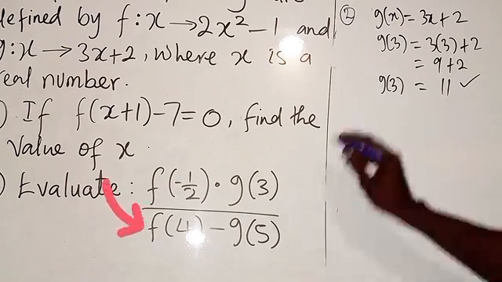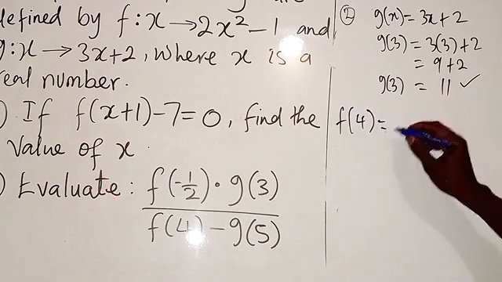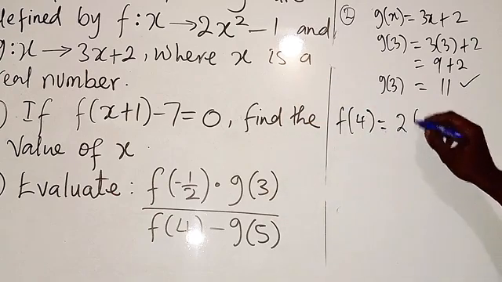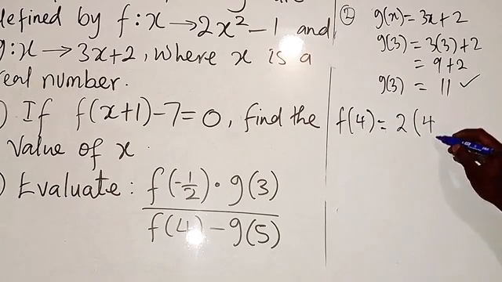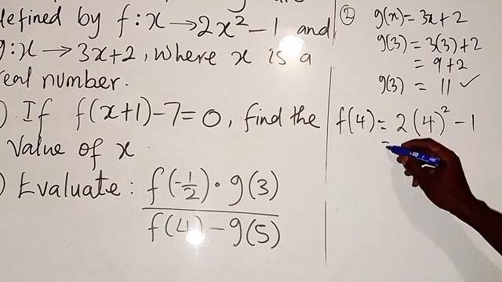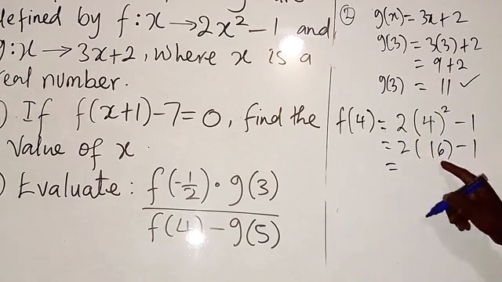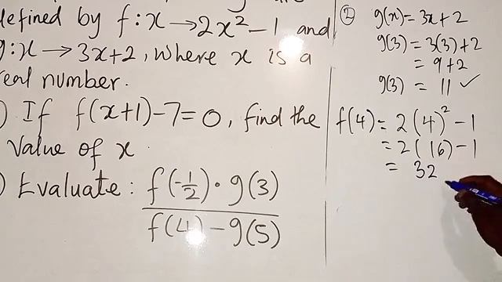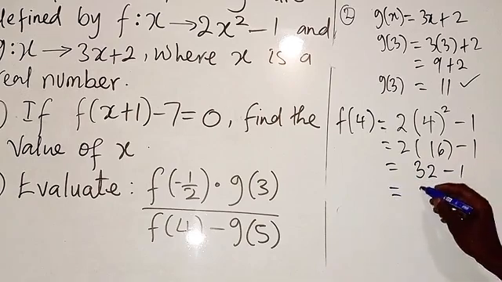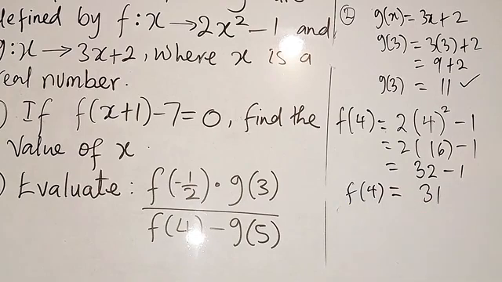We look at f of, we come down here, look at f of 4. We know that f of 4 is going to be 2 into bracket. We're going to pick for f, x will be 4, all squared, minus 1. 4 squared is 16, then minus 1. So this is 2 times 16, we're going to have 32, then minus 1. So this is going to be 32 minus 1, we're going to have 31. So f of 4 is 31, right?